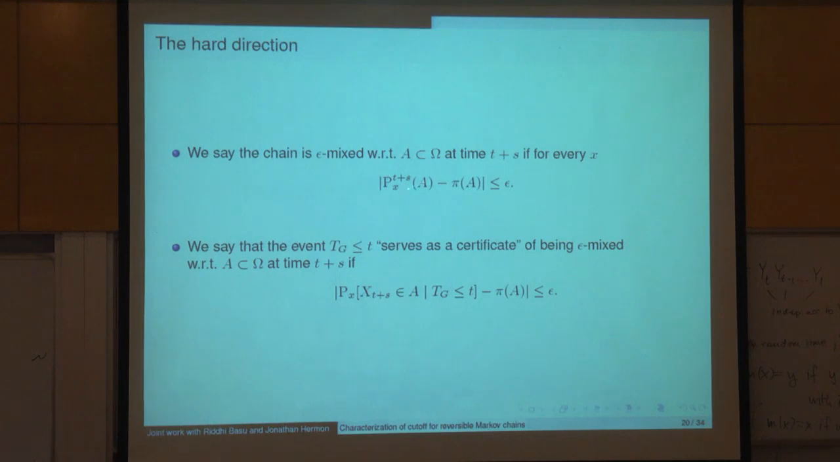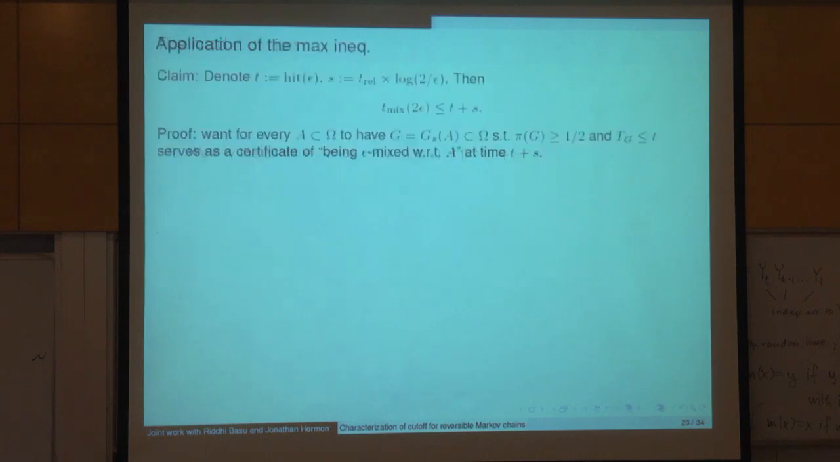We're going to find a very large set G, so that if we hit G by time little t, then we're very likely to be mixed by time t plus s, all with respect to a set A. So for every set A, we're going to attach a certain set G. Hitting G by time t will serve as a certificate of being epsilon mixed at time t plus s with respect to A.